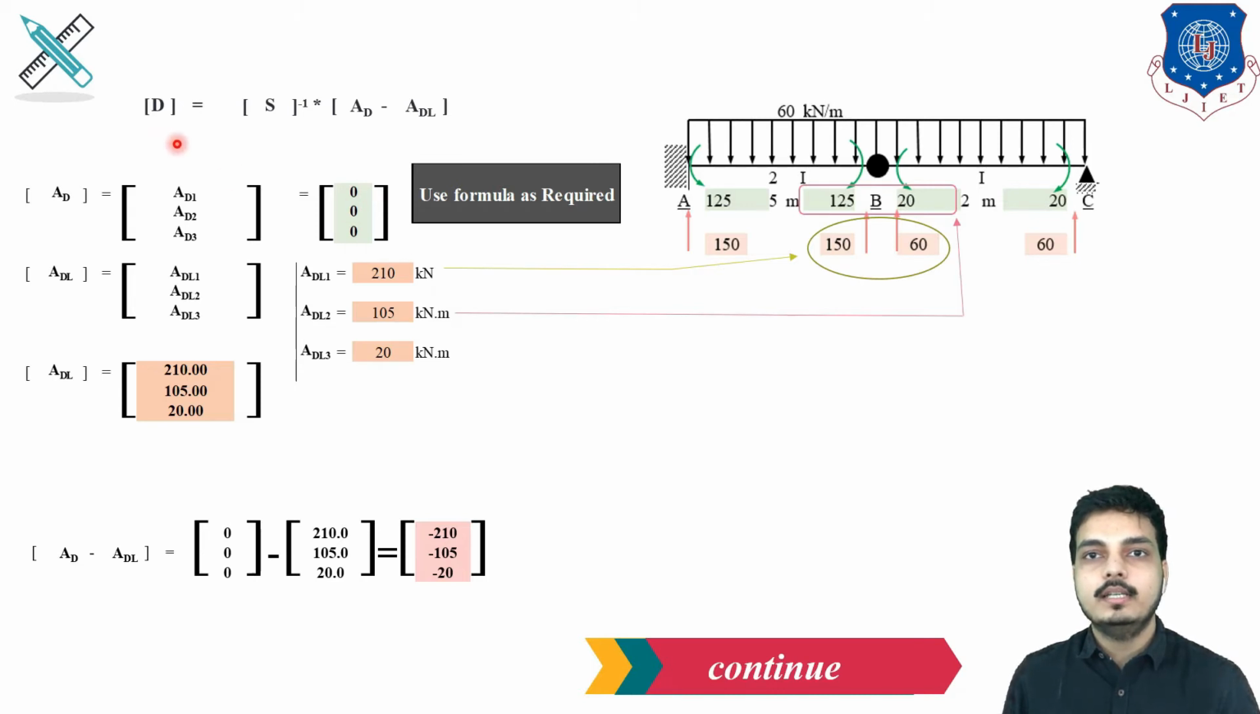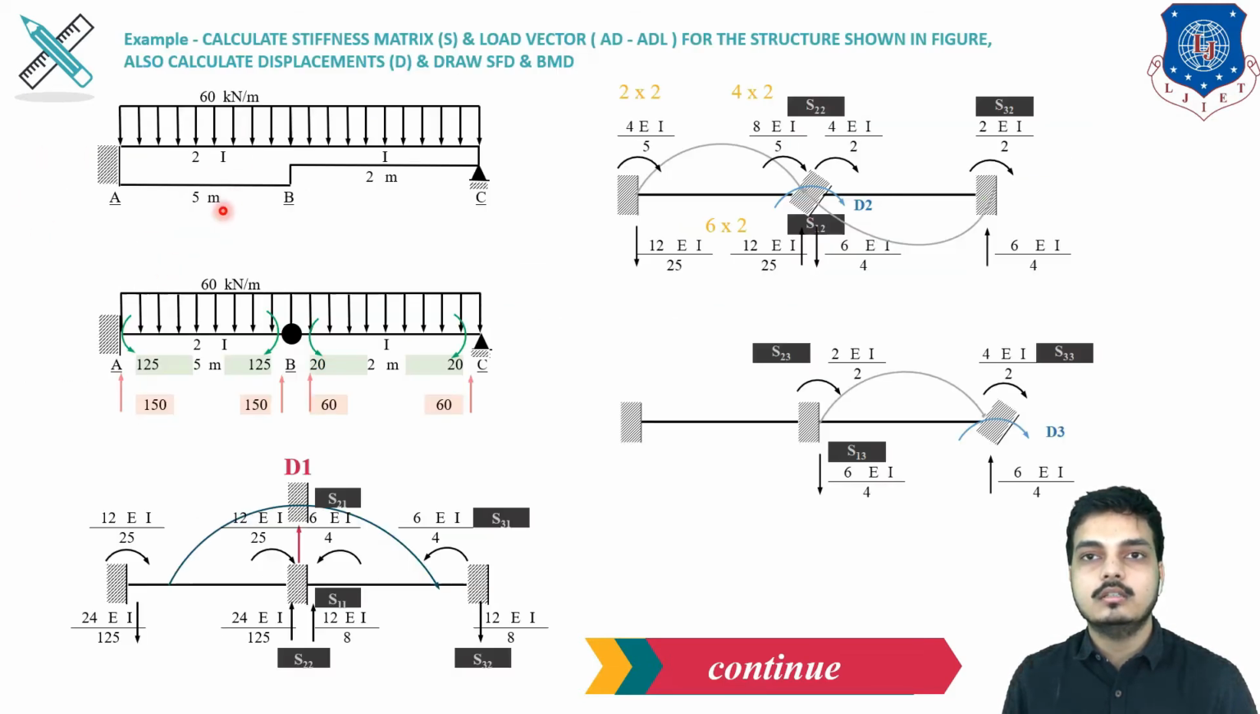Now we know that D equals S inverse (AD minus ADL). So to find D, we have to rectify all this. Now in AD, the action due to displacement in the given structure, there is no moment or vertical reaction given over here. So we will be placing 0, 0, and over here also no moment is given, so 0.